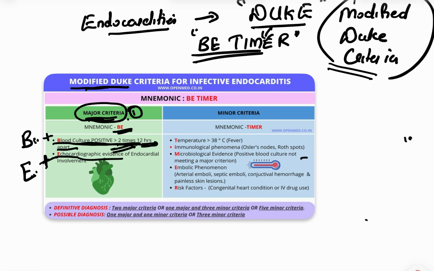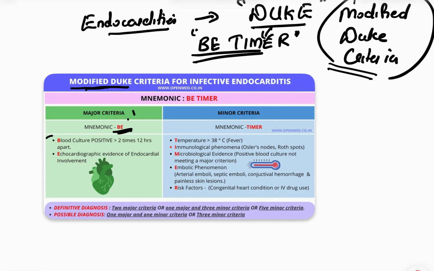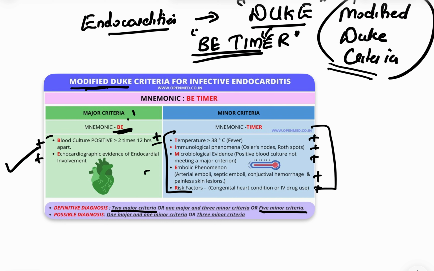This is the definitive diagnosis: if you got both of the 2 major criteria positive, then the patient has endocarditis. Or if one major criterion and 3 minor criteria are positive, then it is endocarditis. Or else, if 5 minor criteria are positive and the major ones are negative, but these 5 are present, that is also endocarditis.